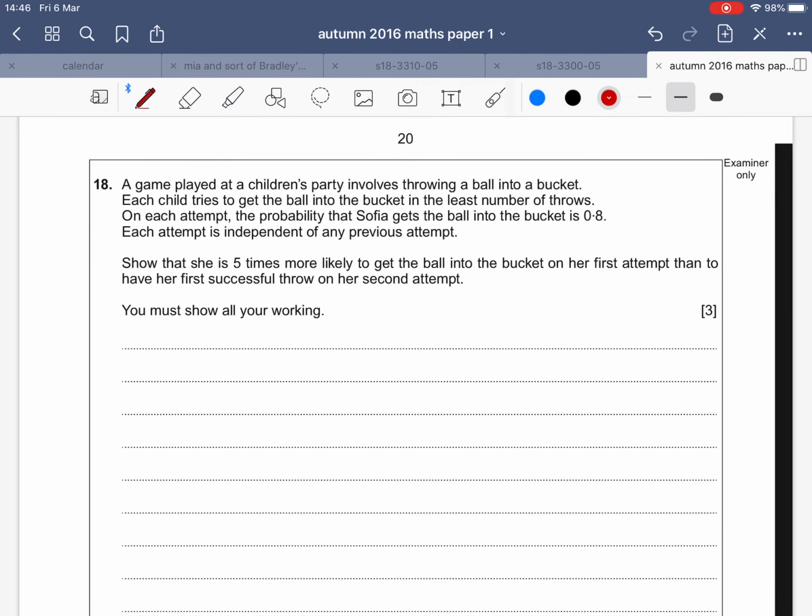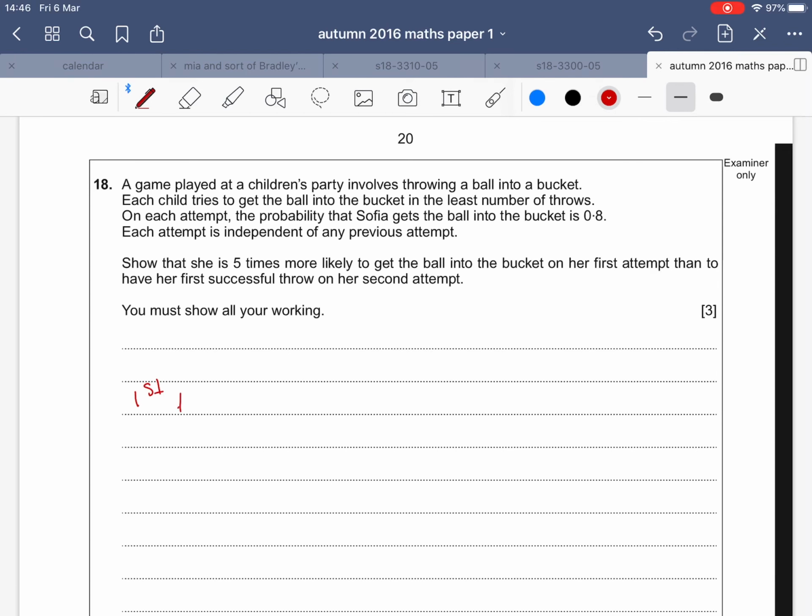Okay, question 18. A game played at a children's party involves throwing a ball into a bucket. Each child tries to get the ball into the bucket in the least number of throws. On each attempt, the probability that Sophia gets the ball in the bucket is 0.8. Each attempt is independent of any previous attempt, so it's always 0.8. Show that she is 5 times more likely to get the ball in the bucket on her first attempt than on her first successful throw on her second attempt.